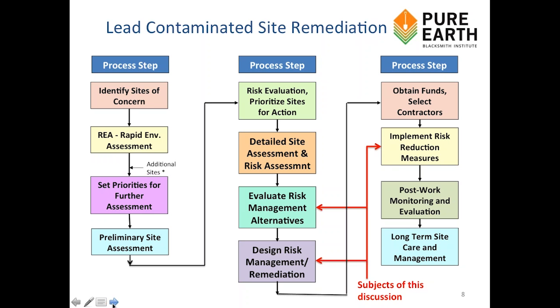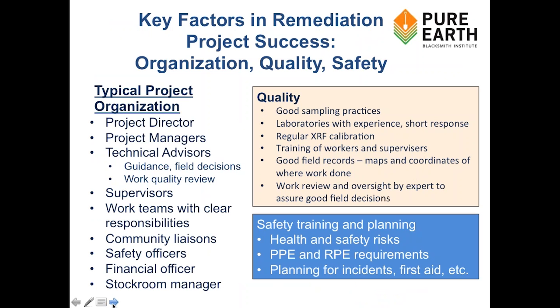At the outset, when you consider any project, there are three factors that are critical to success. You cannot leave them out. Project management: no project gets done well without good project management. So you have organization, quality, and safety. I list here on the left a typical project organization with the director, manager, technical advisors, then the supervisors and work teams. But the bottom four items are particularly sometimes not considered.